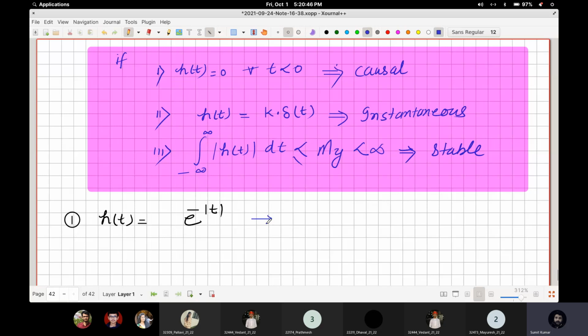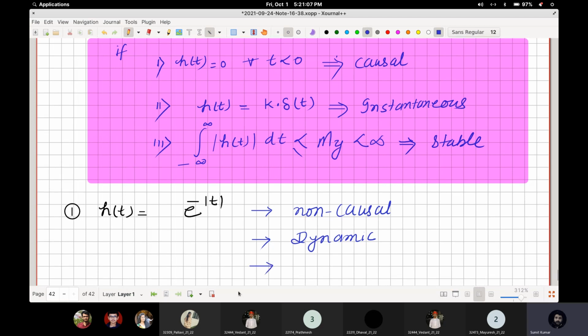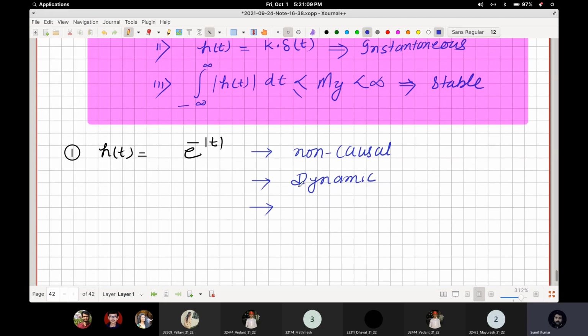Okay, so it is non-causal. You can write it as non-causal. Anything else? Is it instantaneous or dynamic? It will be dynamic, and you will also have to tell me whether it will be stable or not. In this case, it is going to be stable.